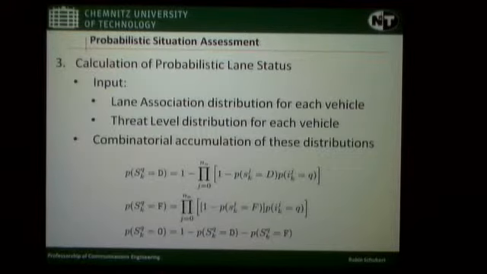And now if we have done that, then we have for each vehicle a lane association distribution, and we have a probability distribution for the states inside my safety margin, between safety and relevance margin and outside the relevance margin, and then we can just combine those probabilities using some combinatorial equations that are explained in more detail in the paper.